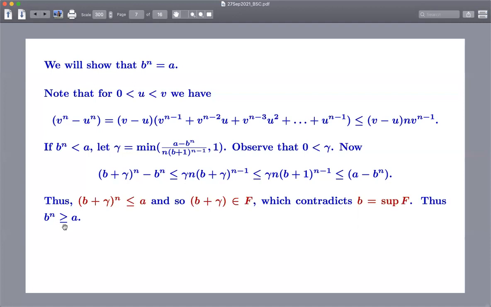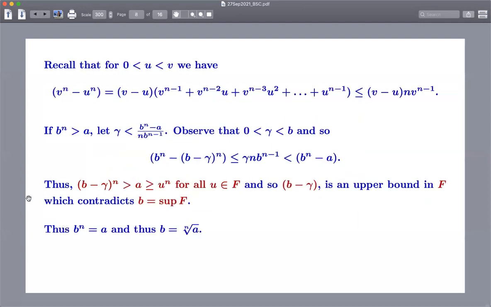Now we are going to get a contradiction if we take b^n bigger than a. This time we should subtract something and go below a. The first line I've copied from the previous slide; we have already seen that observation earlier. Now, if b^n is bigger than a, then you do the following. This time you don't need to do this plus 1, minimum, etc. Let gamma be something which is just less than this quantity.